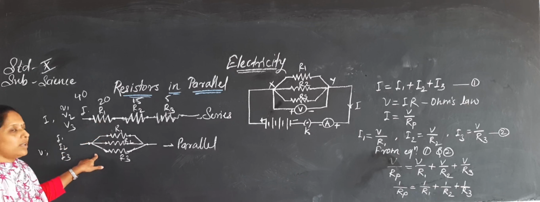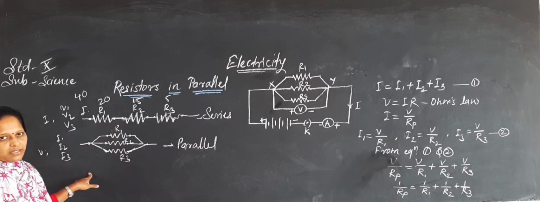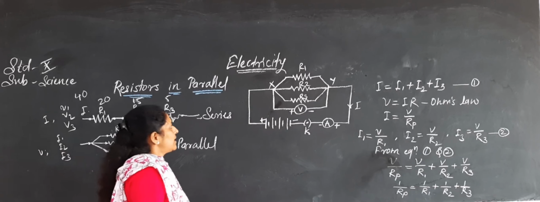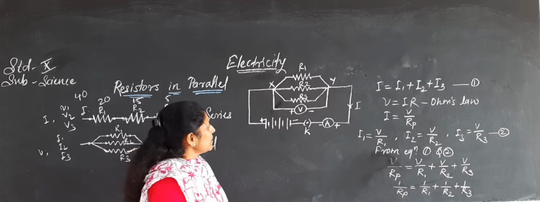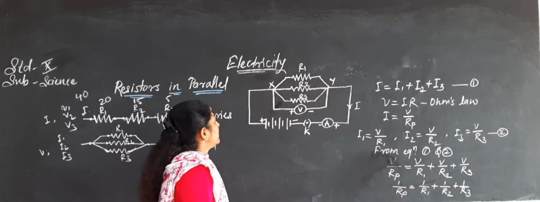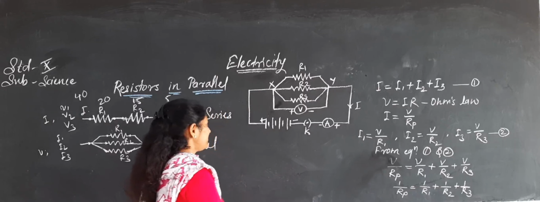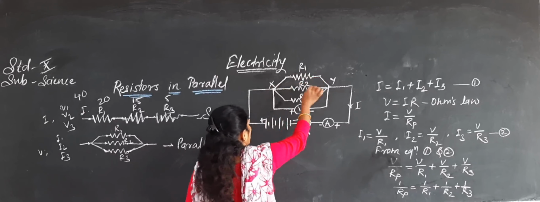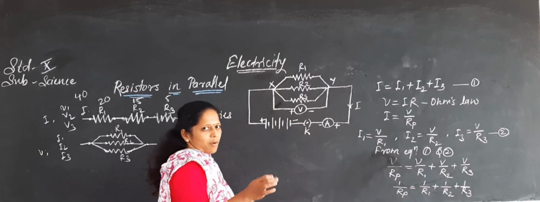Now we are going to learn about parallel, when resistors are joined parallel to each other. R1, R2, R3 are the resistors we used, and here is the diagrammatic representation. By that we are going to check the potential difference and also how the current flows in the parallel resistance. We will check individual potential differences and also a common potential difference.